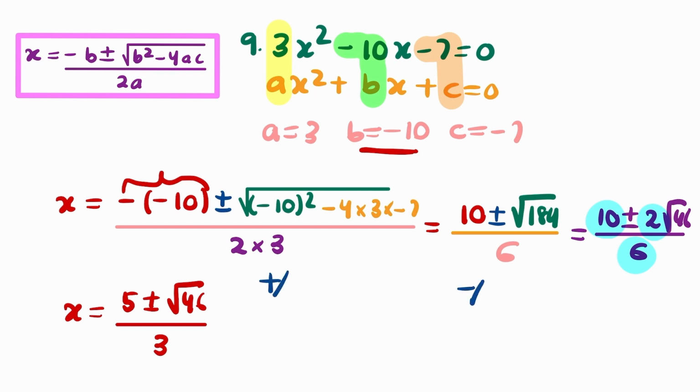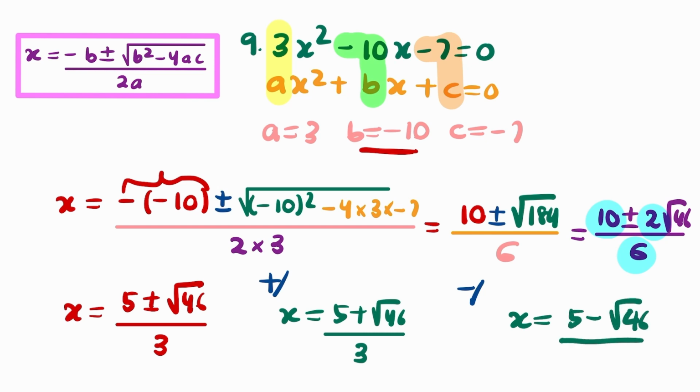Now we can get two solutions by taking the positive square root for one solution and the negative square root for the other solution. So if we take the positive square root, we get x equal to 5 plus square root of 46 over 3. And then if we take the negative square root, we get x equal to 5 minus square root of 46 over 3. Those are the final answers.